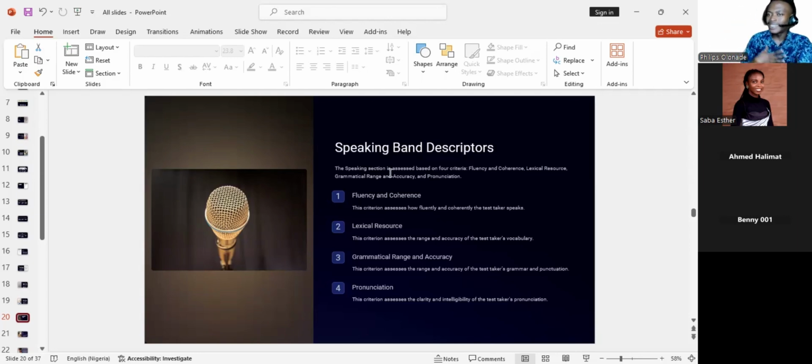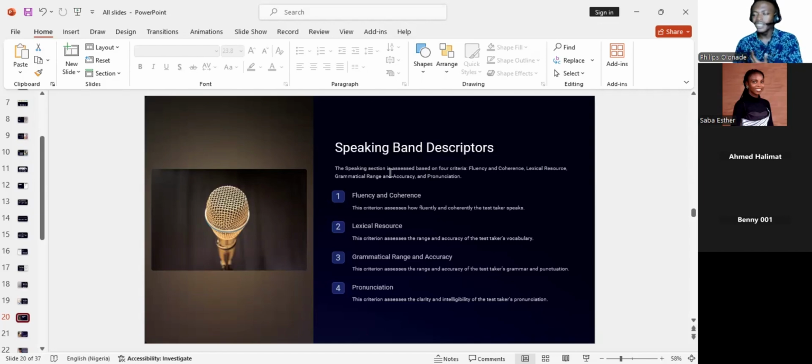Make sure as a speaker, your listener or your examiner can know when your first point started and ended, where your second point started and ended, and where your conclusion is coming in. That's the meaning of fluency and coherence. Then lexical resource, the same thing as the writing section. Can you use insert words? Can you be flexible? Can you use idioms?